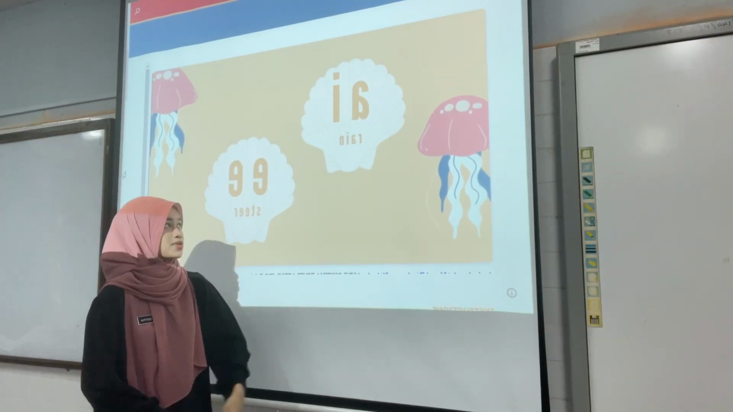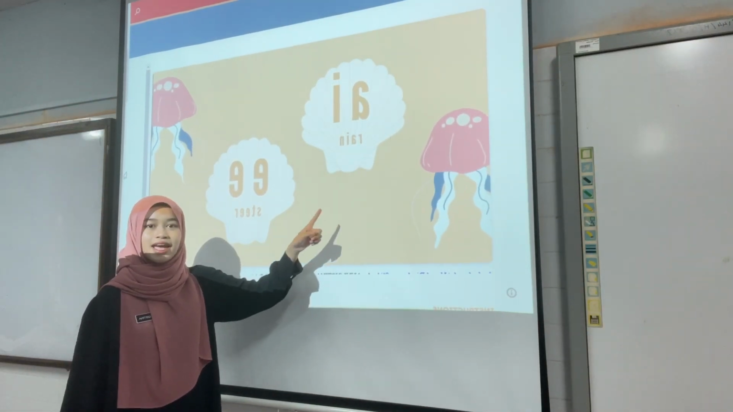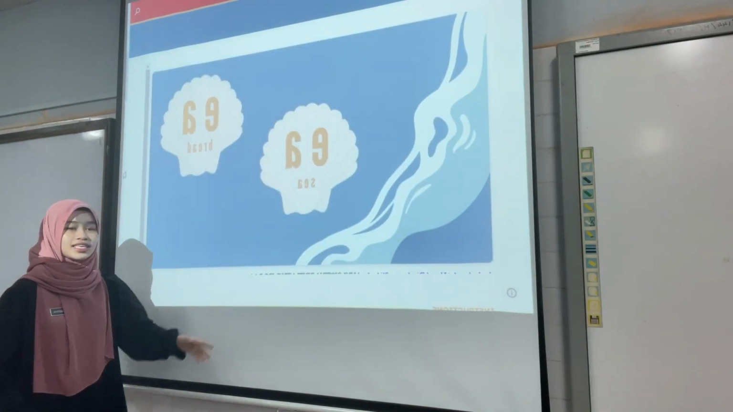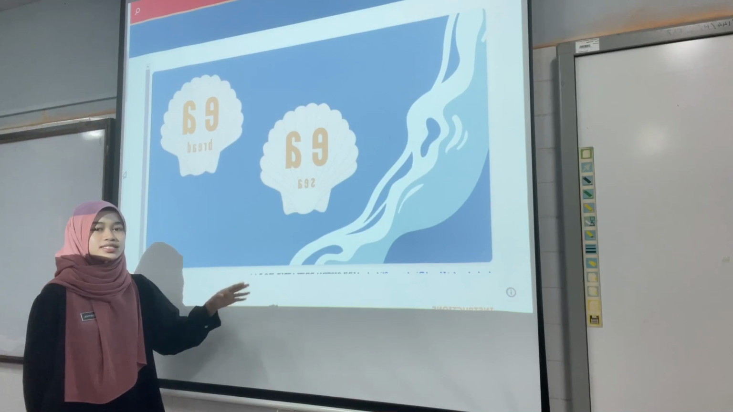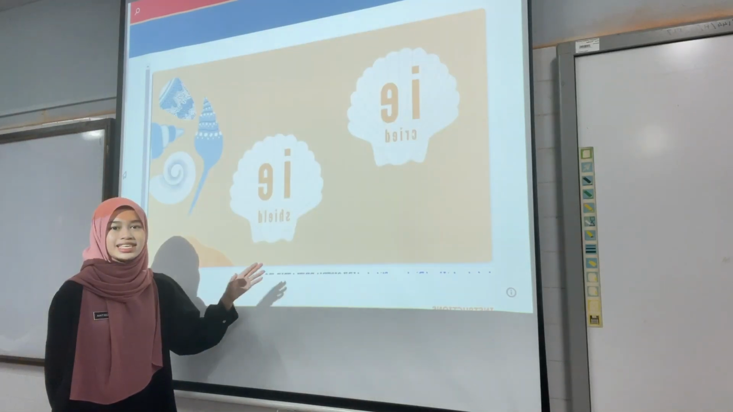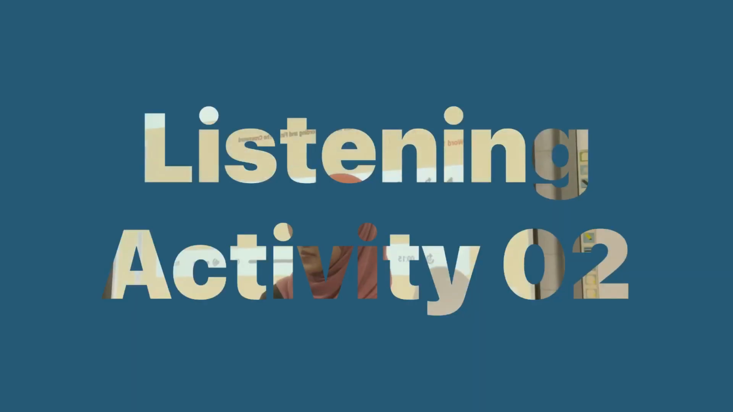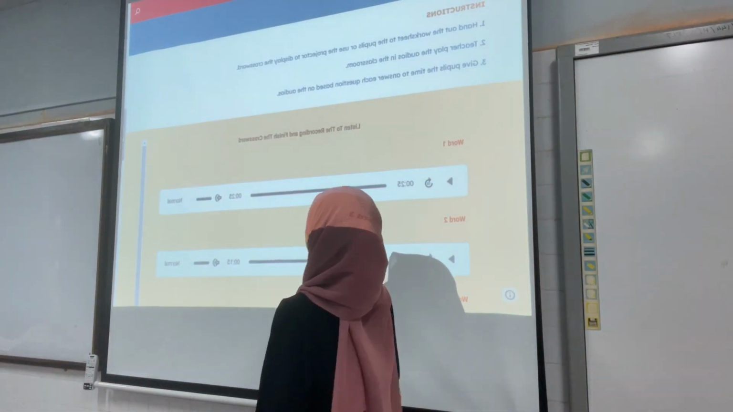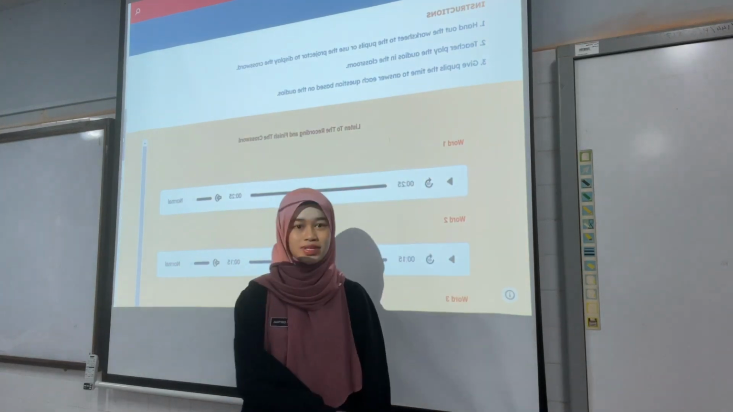A-I. How do you spell this word? R-A-I-N. Rain. E-A. S-E-A. Sea. Now, let's move on to the second activity, which is the listen and crossword activity.